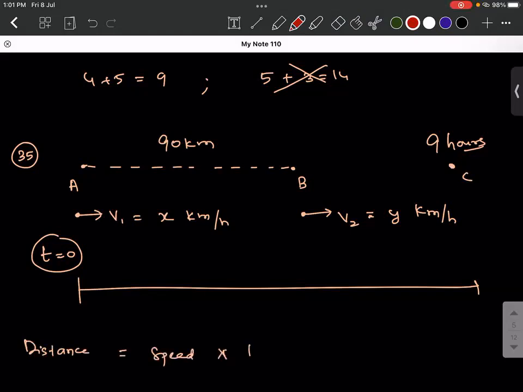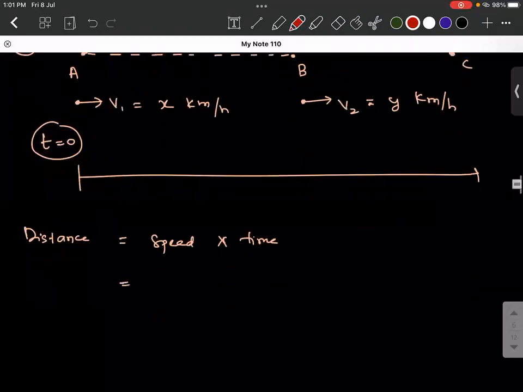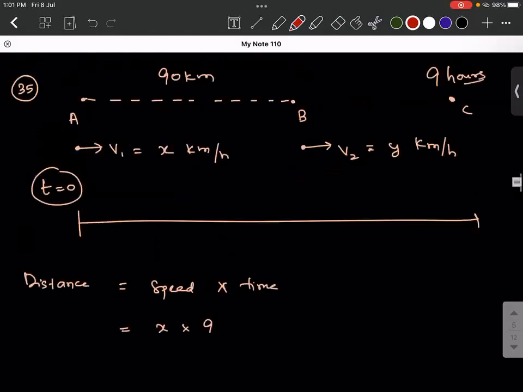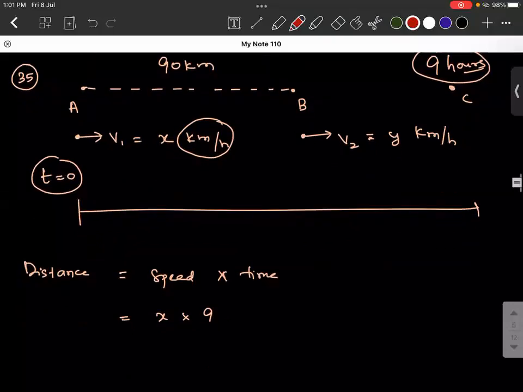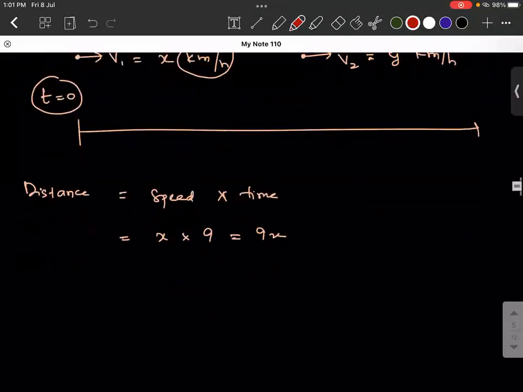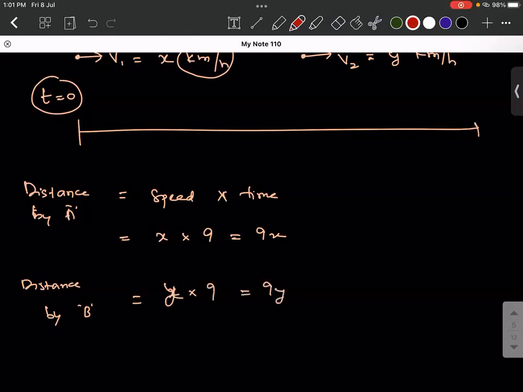speed into time. So what is the speed with which A is traveling? X, sorry, X into, or what is the time it takes? 9. Since this is also in kilometer per hour and this is also in terms of hours, we need not do any changes in units. So this will be 9x. Similarly, what would be the distance covered by B? Y into 9, no? 9.